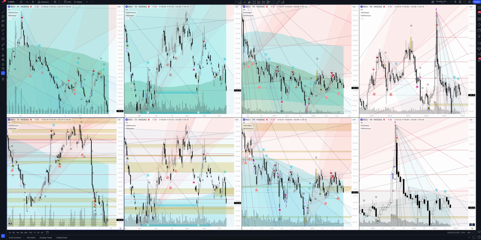Today we will take a look at Baidu stock. Let's analyze the market situation and find out how you can make money on it. Let's start.